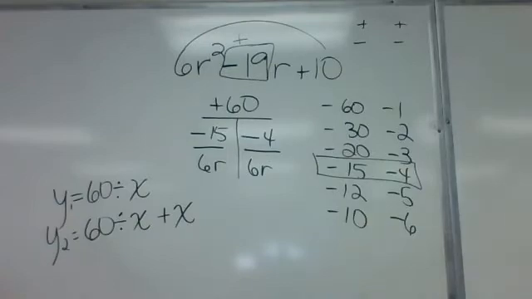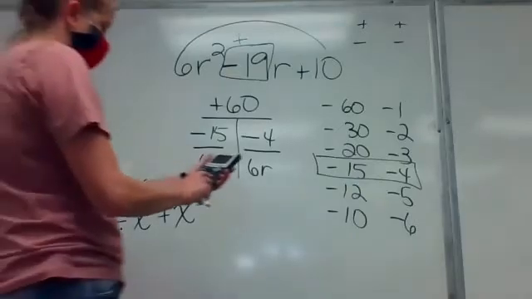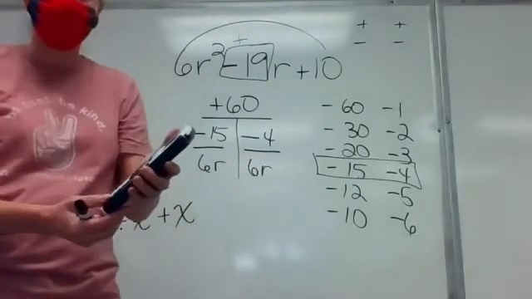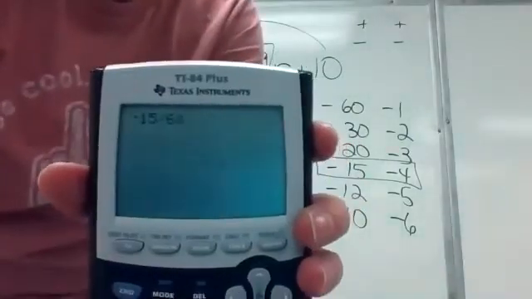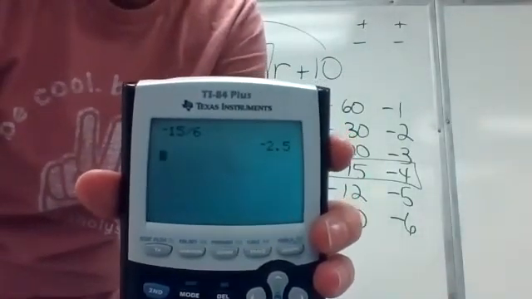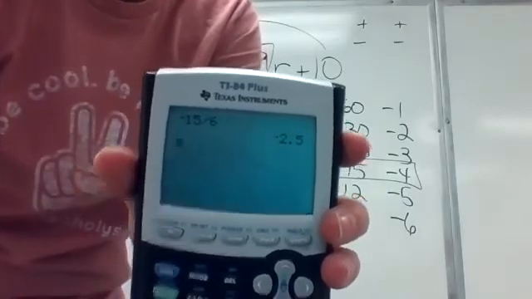Did I do this right? So math enter those fractions. So what's my first fraction? Negative 15 divided by 6, which is a decimal. So math enter that.